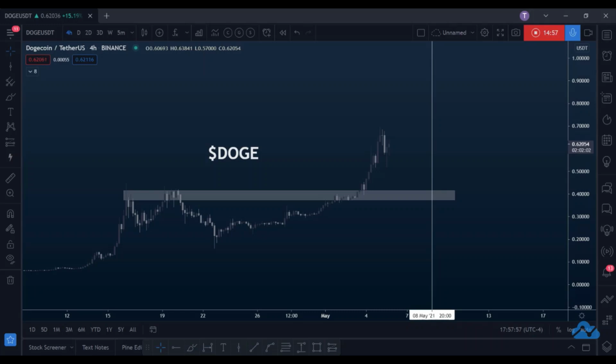When markets are very raw and pure speculation, it's basically people thinking about the future. Anyone that buys Doge right now at 62 cents is buying it because they think in the future it's going to be worth more. And anyone that is selling Doge at 62 cents is thinking in the future it's going to be worth less.